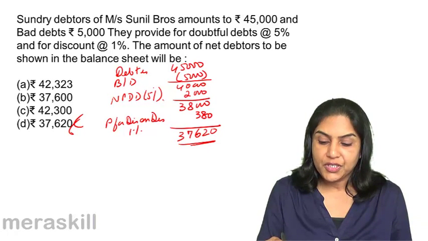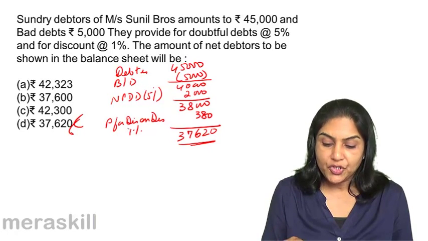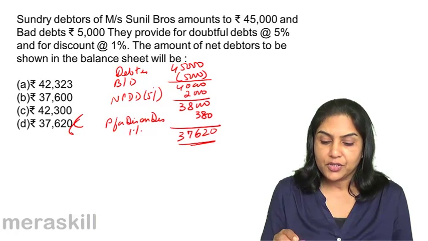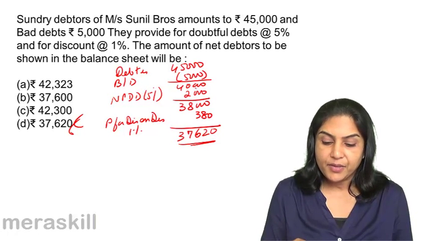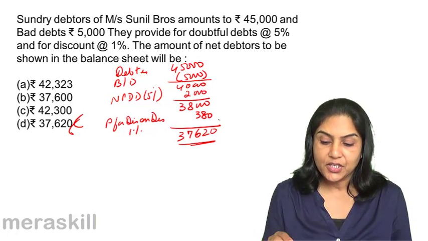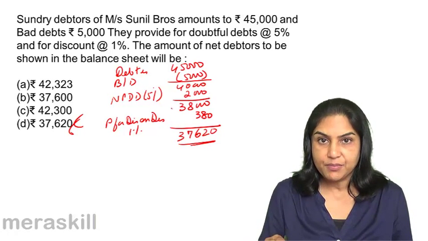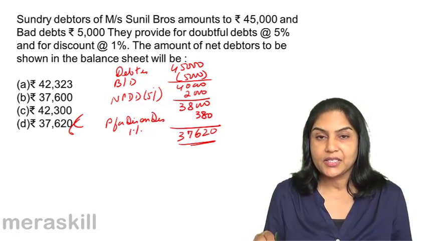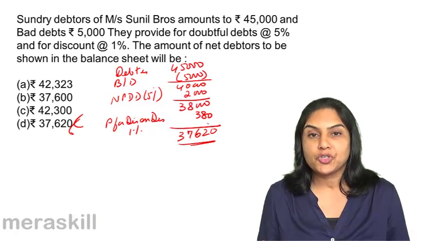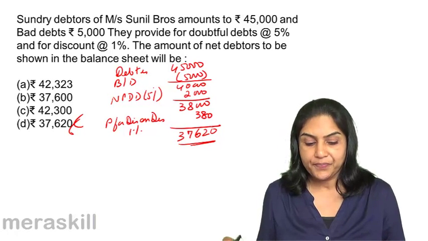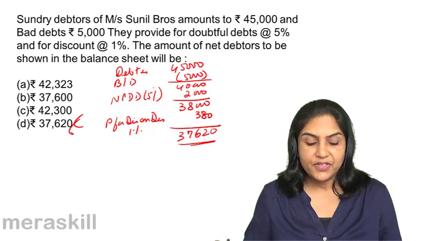The new provision for discount was computed on debtors less bad debts. The provision for doubtful debt is computed on debtors less bad debt, and the provision for discount on debtors is computed on the debtors less bad debts less provision for doubtful debts. After we deduct, on the net balance we compute the provision for discount on debtors. So correct answer D, 37,620.